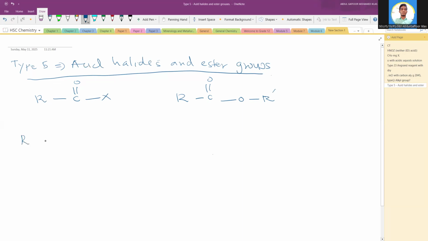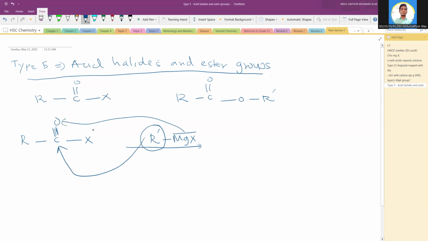So let's say we have R, C double bond O and X, and we put R dash MgX, right? So here what would happen? Simply this R dash will come and join with this carbon and this MgX will join with this oxygen, right? So that is obvious. We have already discussed how this happens, right? So R, C, O, MgX, and here we have R dash.